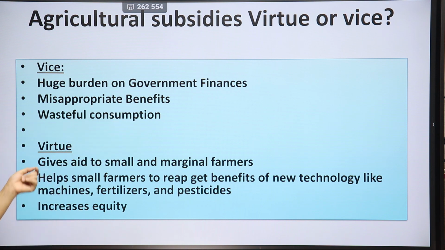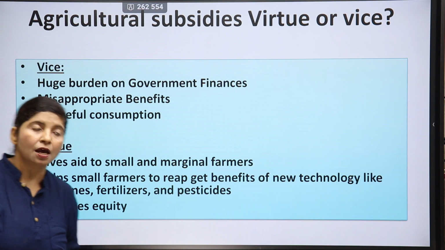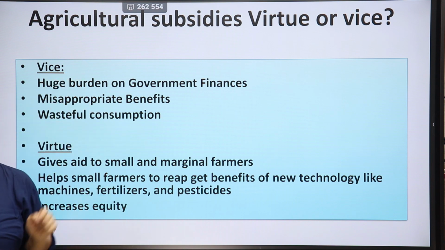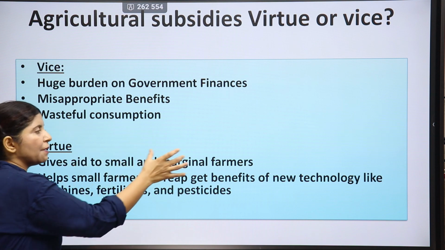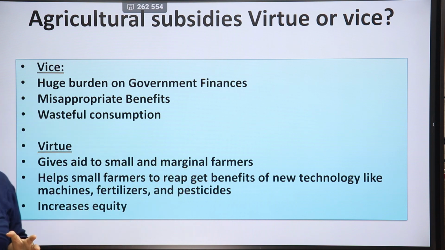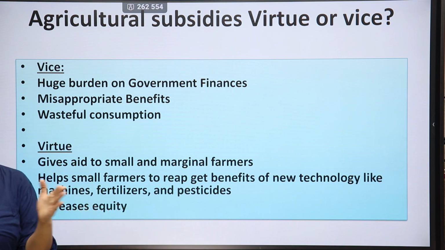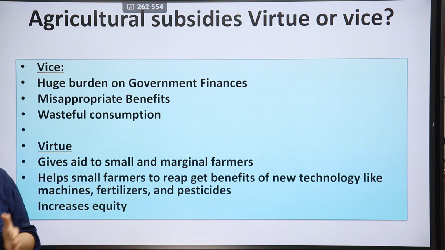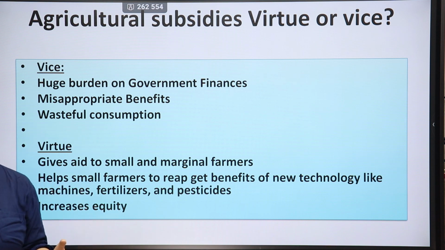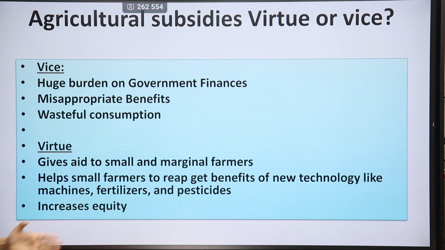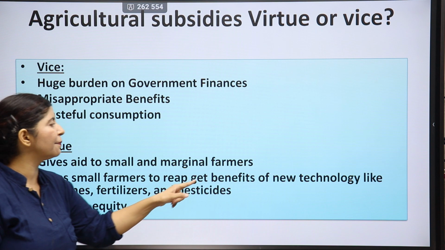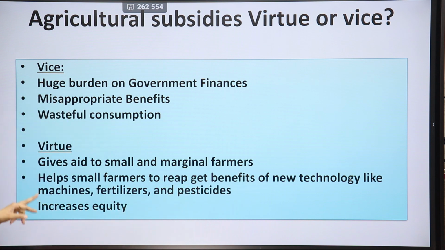Then virtues. Gives aid to small and marginal farmers. While there are many disadvantages of these subsidies, it is really helpful for small and marginal farmers who cannot afford to buy their seeds to sow in their fields, to water their land, or to put pesticides, fertilizers or insecticides in their fields. So it's very good for small and marginal farmers who do not have enough finances to produce in their fields.